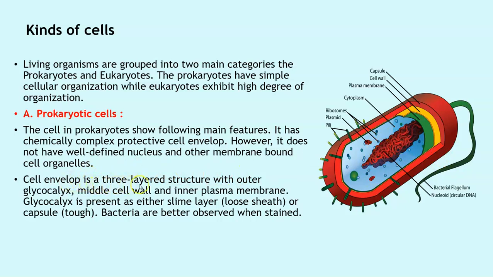The cell envelope is a three-layered structure with outer glycocalyx, middle cell wall, and inner plasma membrane. So you can see these three layers.